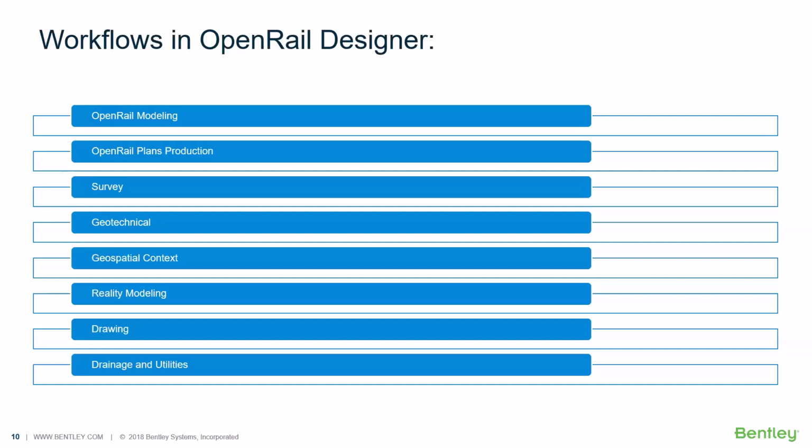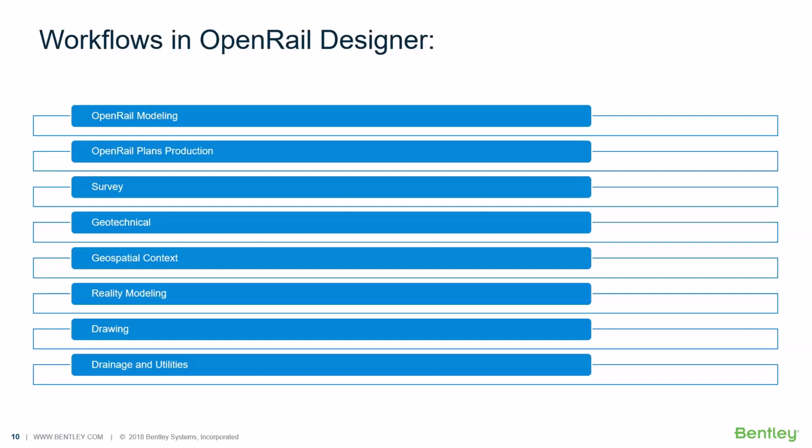Then you have your Survey. That's a particular workflow dedicated to bringing in different types of survey that we can have. Then we have Geotechnical data, Geospatial Context, Reality Modeling. That's where you bring your point cloud, your LiDAR data, so you are able to control that and edit that. The next one is Drawing. That's where you get the power of the entire, complete MicroStation tool embedded in your OpenRail Designer.